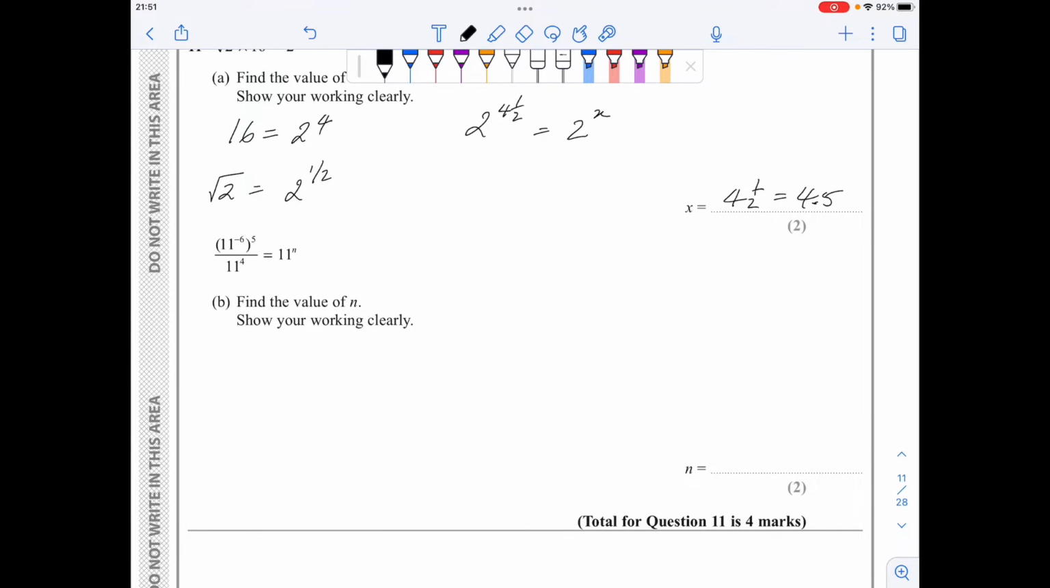For part B, I will multiply these two powers, so I get 11 to the power of minus 30 over 11 to the power of 4, and now I will subtract the two powers, so 11 to the power of minus 34. Hence, the value of n is equal to minus 34.